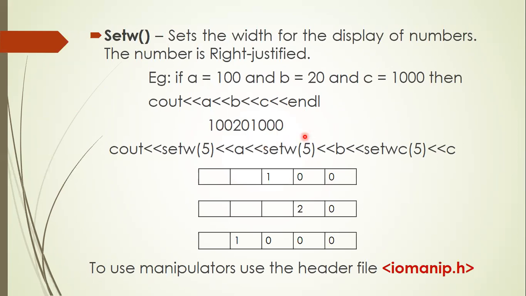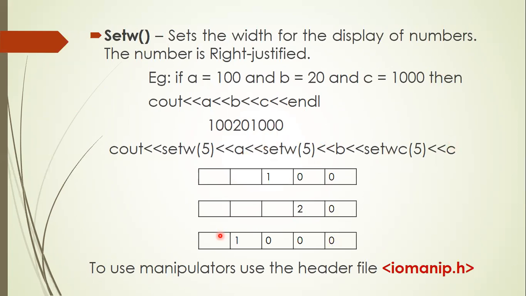Then setw again reserves the width of 5, then display the value of B. That means B is displayed in a width of 5 positions. But B is only a 2-digit number, which means the first 3 positions are blank, then 2, 0. Then for C, again reserving 5 spaces, and then display the value of C. Since C is a 4-digit number, the first one is blank.